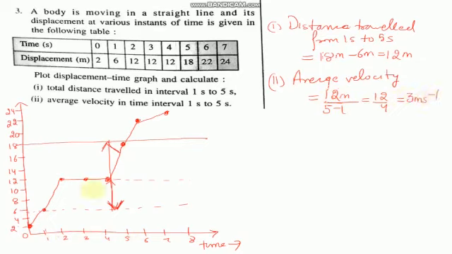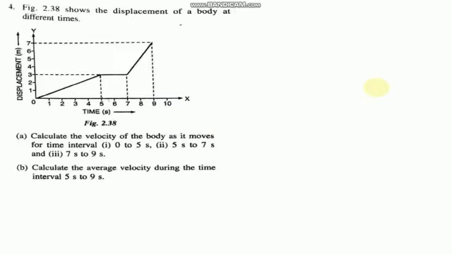So we have drawn the graph, and this is how we have calculated distance. At 1 second how much distance is there? That is 6 meter. At 5 seconds how much distance has travelled? 18 meter. You find the difference, you get the distance travelled from 1 second to 5 seconds. And average velocity is total distance travelled over total time taken. Okay, come to the next question.